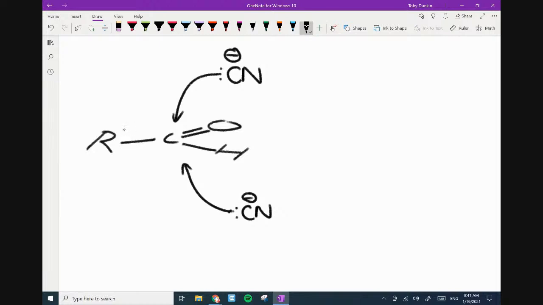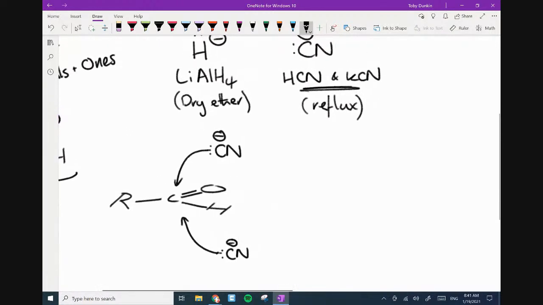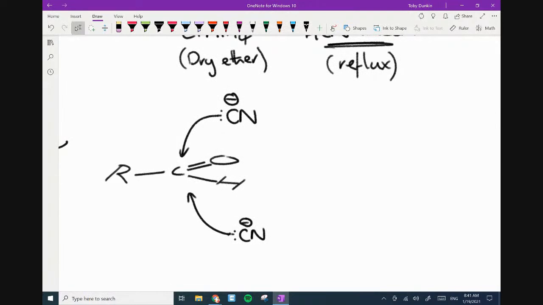Now, this isn't going to happen twice. This is not me saying it's going to happen twice. What I'm saying here is, let's do the notes on the carbonyl. This is the answer to the question.